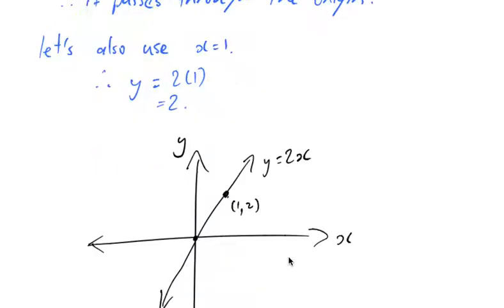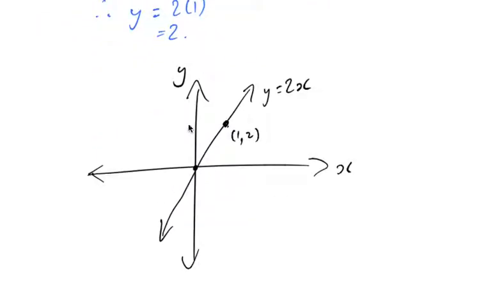And we're going to construct our Cartesian plane using all our rules. We know we keep our arrows on, we always label our axes, and we've got our points. We've got our origin here, we've got our point 1, 2. We're going to join the dots, we're going to label our equation, and happy days.